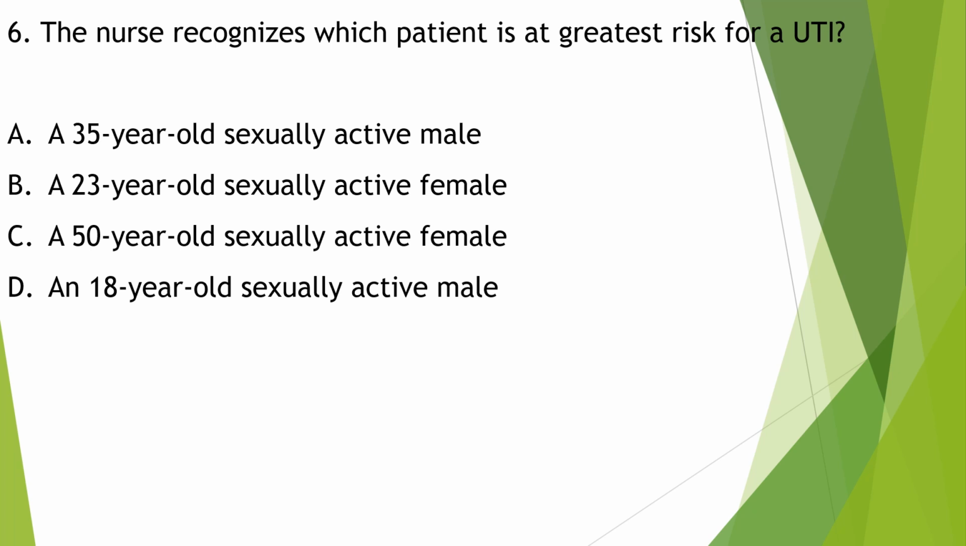Urinary tract infections are most common in women due to the close proximity of the urethra, vagina and rectum. They are also more common in young women, maybe due to honeymoon cystitis, which comes from frequent sexual activity. They are less common in men due to the length of the urethra. So the greatest risk for UTI is for a 23-year-old sexually active female.